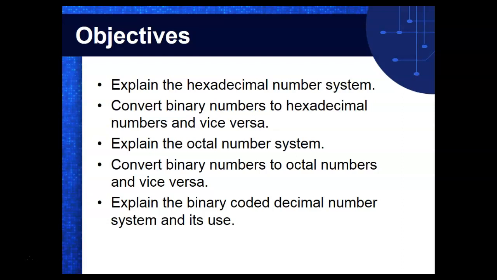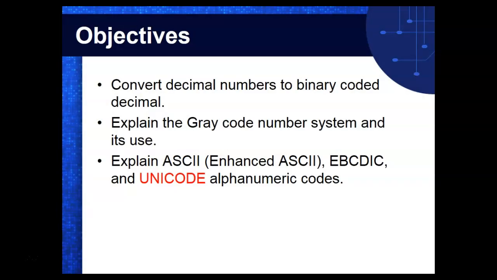Explain the binary coded decimal number system. We'll also look at binary coded decimal, or what we call BCD. We'll also look at the Gray code, and we'll talk about EBCDIC. The book is wrong on the EBCDIC, Extended Binary Coded Decimal Interchange Code, I think is what the acronym stands for. They don't give it right. We'll also look at Unicode, even though the book doesn't talk about Unicode. We're going to cover that, because if you're going to deal with the internet or anything like that, you're going to have to understand Unicode.